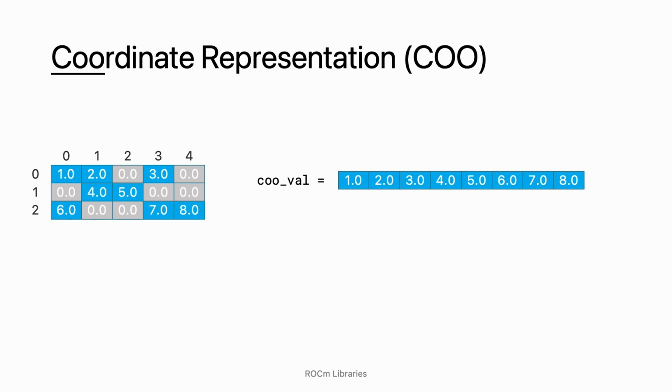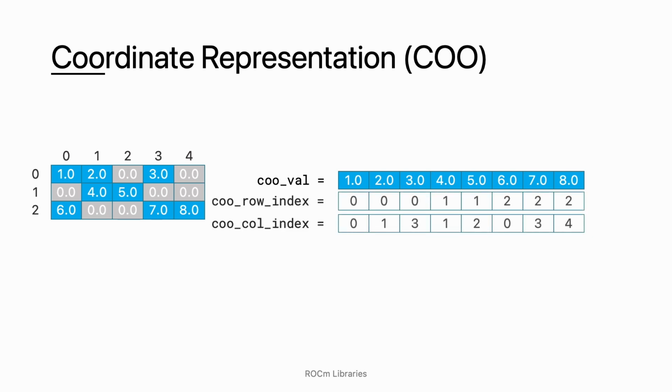And then we need to store the coordinates of each value. So we need two more vectors. One is the COO row index, one is the COO column index. Let's look at the first element in all three vectors. This value is 1.0, and the row coordinate is 0, and the column coordinate is 0. Look at 5.0 again: the row index is 1, and the column index is 2. Basically, with these three vectors, we can store all the data that is originally in the sparse matrix.